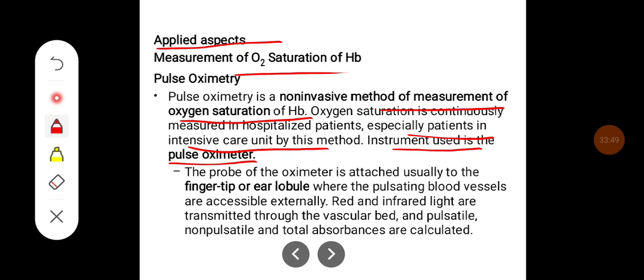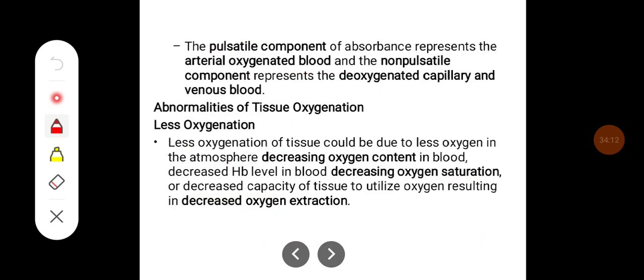The probe of the oximeter is attached usually to the fingertip or ear lobule, where the pulsating blood vessels are accessible externally. Red and infrared light are transmitted through the vascular bed, and pulsatile, non-pulsatile, and total absorbance are calculated. The pulsatile component of absorbance represents the arterial oxygenated blood, and the non-pulsatile component represents deoxygenated capillary and venous blood.